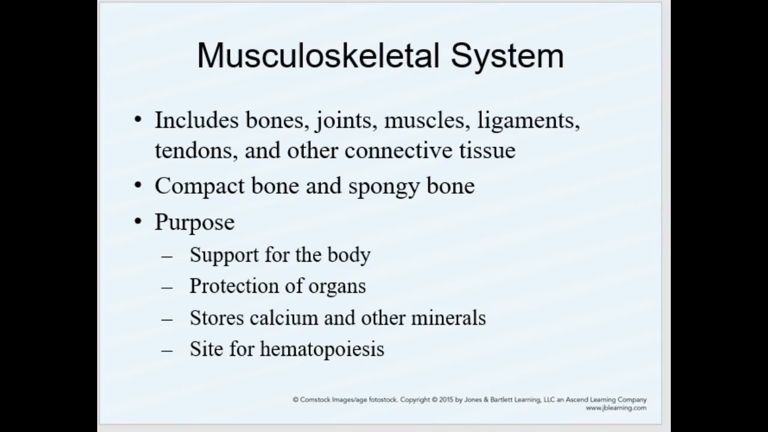So we're going to talk about and look at compact bone and spongy bone. I'll show you a picture. I'll describe it to you because the function of that's much quicker and easier to understand with visuals. There's multiple purposes for the musculoskeletal system. I think initially we think, oh, okay, it moves the body and supports the body, but it also helps to protect organs. It stores calcium and other minerals such as phosphorus and magnesium, and is a site for hematopoiesis, which is the creation of red and white blood cells, which we reviewed in blood.